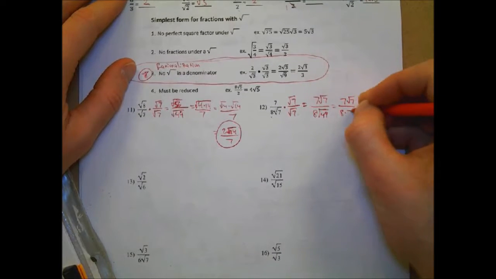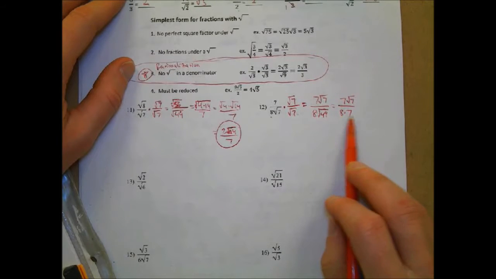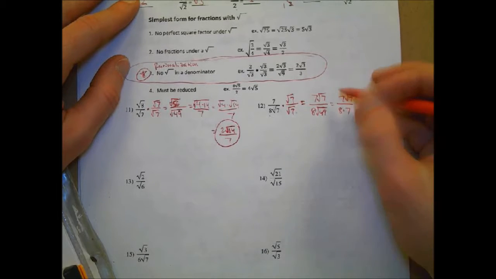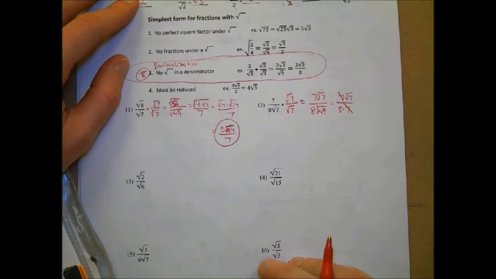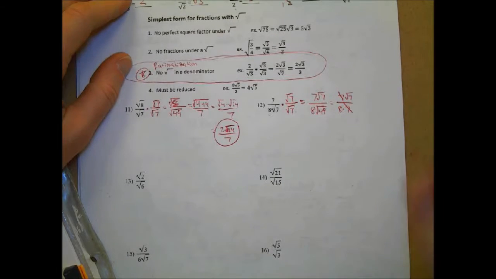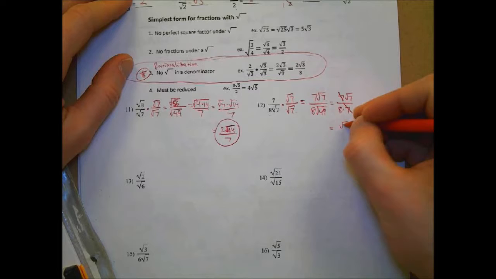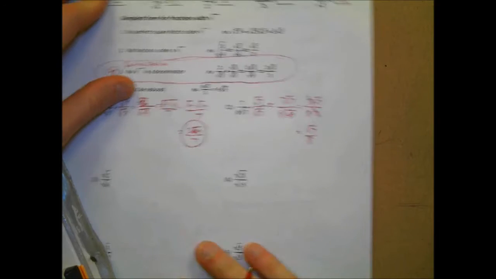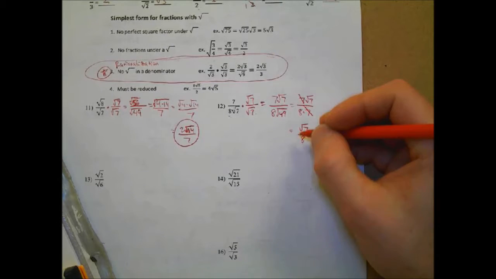Now, before I multiply that 8 and 7 together, what can we cancel out here? The 7 and this 7. Okay, we can cancel them out because one's in the numerator, one's in the denominator. It's all a big product there. And so we're left with the square root of 7 over 8. That's our final answer. Questions on any of that?